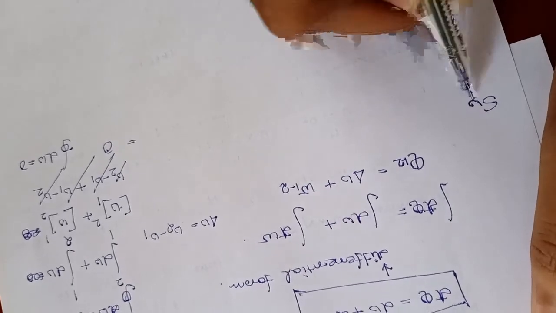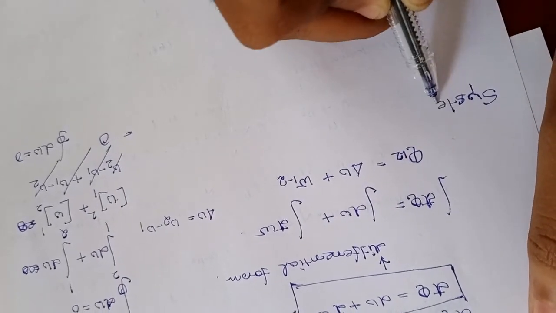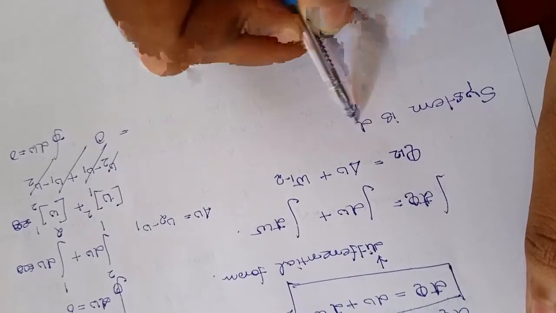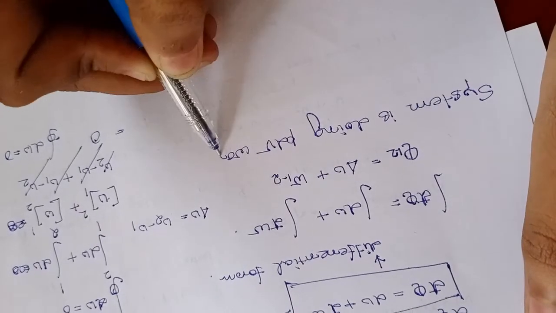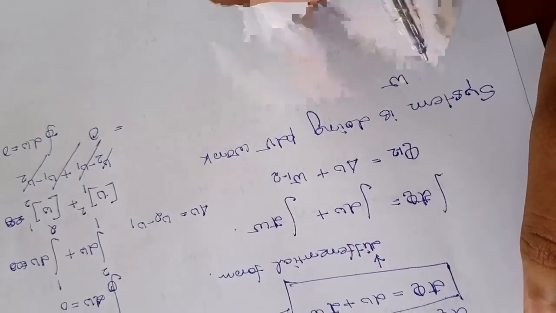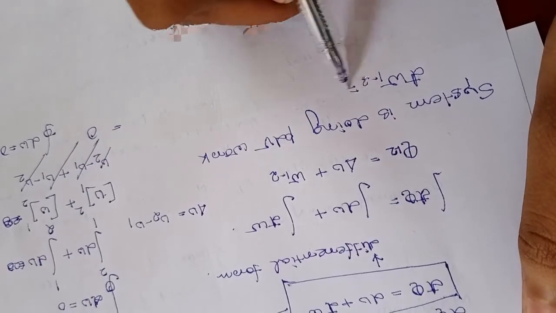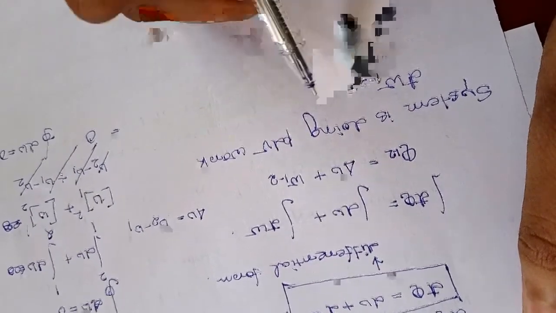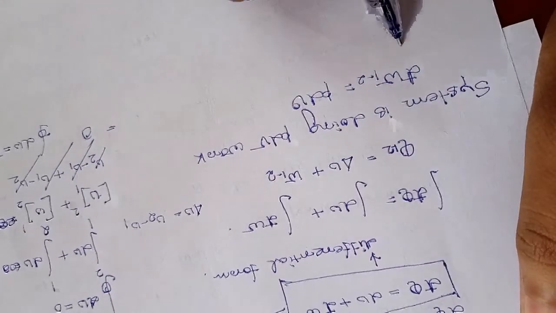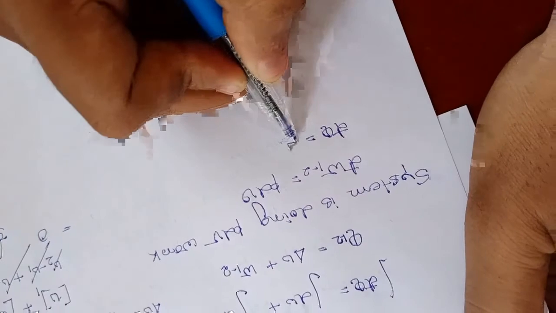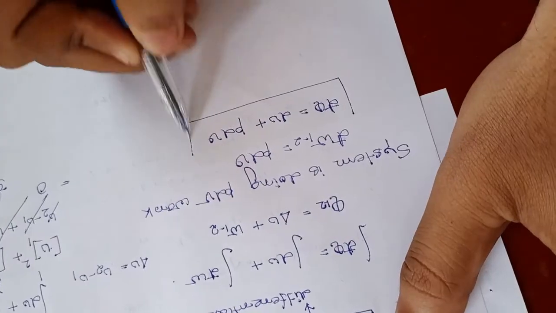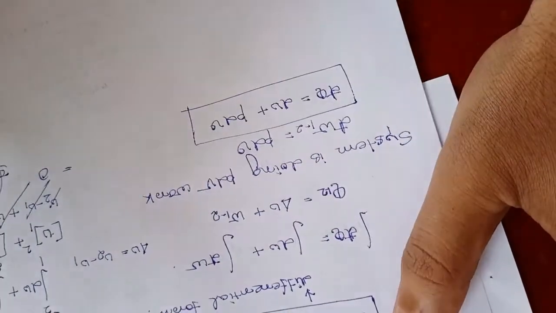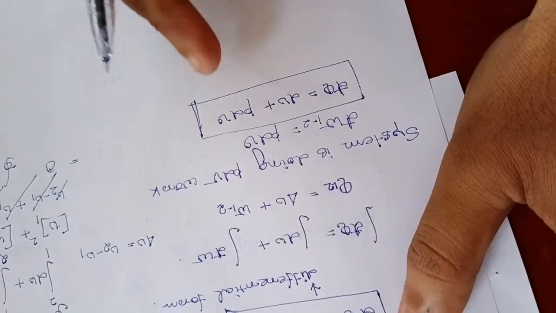Now if the system is doing PdV work, that means dw from 1 to 2 is PdV. So we can say dq is equal to du plus PdV. This is the first law of thermodynamics when the system is doing PdV work.